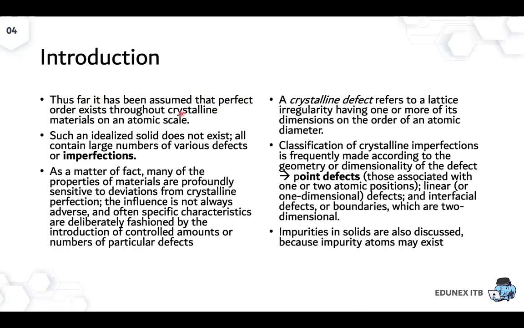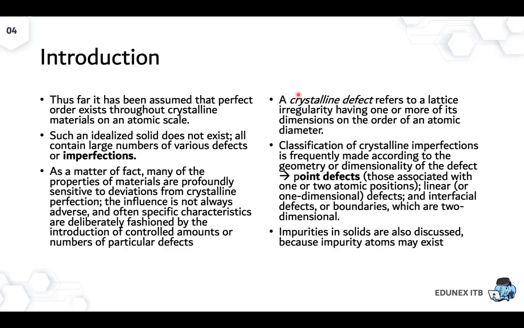It has been assumed that perfect order exists throughout a crystalline material on atomic scale, but the ideal solid actually doesn't exist. Like I explained before, when we make a metal from the liquid, the melting of metals, when we cool it down, there is a process of nucleation and then growth, and that will give you the polycrystalline one. And there are also a large number of defects, cacat, called imperfection. As a matter of fact, many of the properties of materials are profoundly sensitive to deviation from crystalline perfection, and the influence is not always adverse, often a specific characteristic is fashioned by the introduction of a controlled amount of a particular defect.